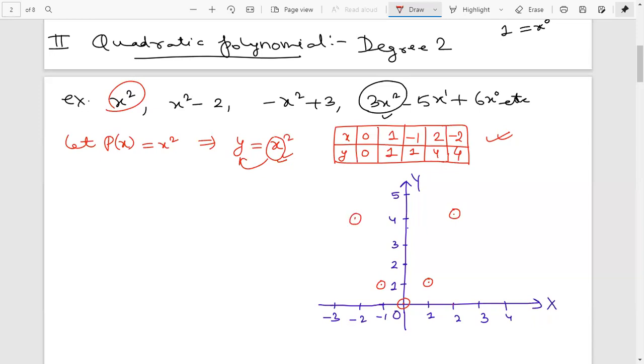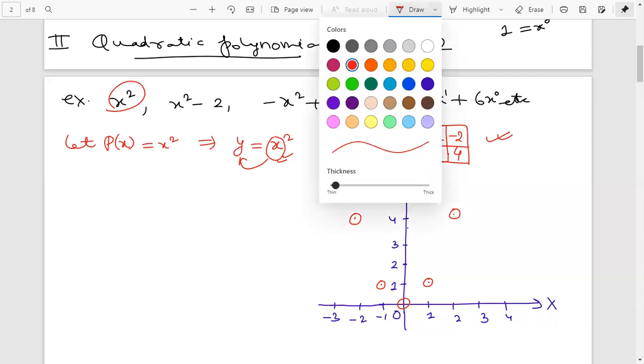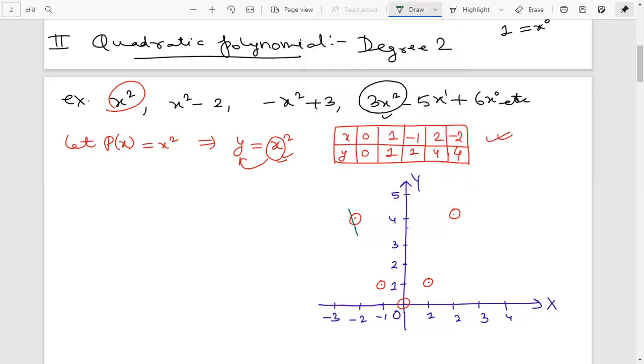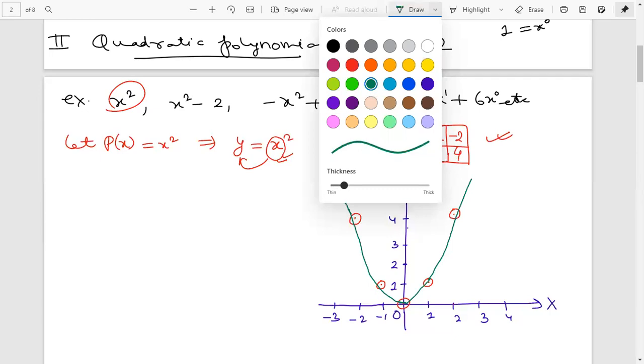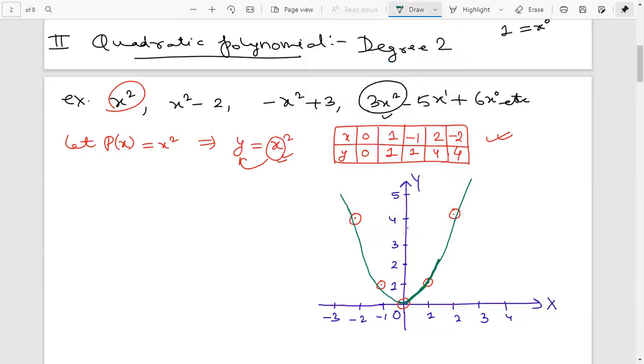And we'll join these points as smoothly as possible to get the actual graph. So this will be like this. Smoothly we have to join to get the actual graph. Once again, almost like this. So this will be, we can say, a parabola. Parabola means a curve, not a straight line.